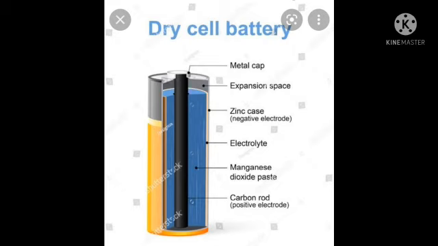Because of this chemical reaction, electrical charge is produced on the two terminals. Because of this chemical reaction only, the electrical charge is produced and electric current flows in the circuit. So this is how the process of the dry cell is carried out.